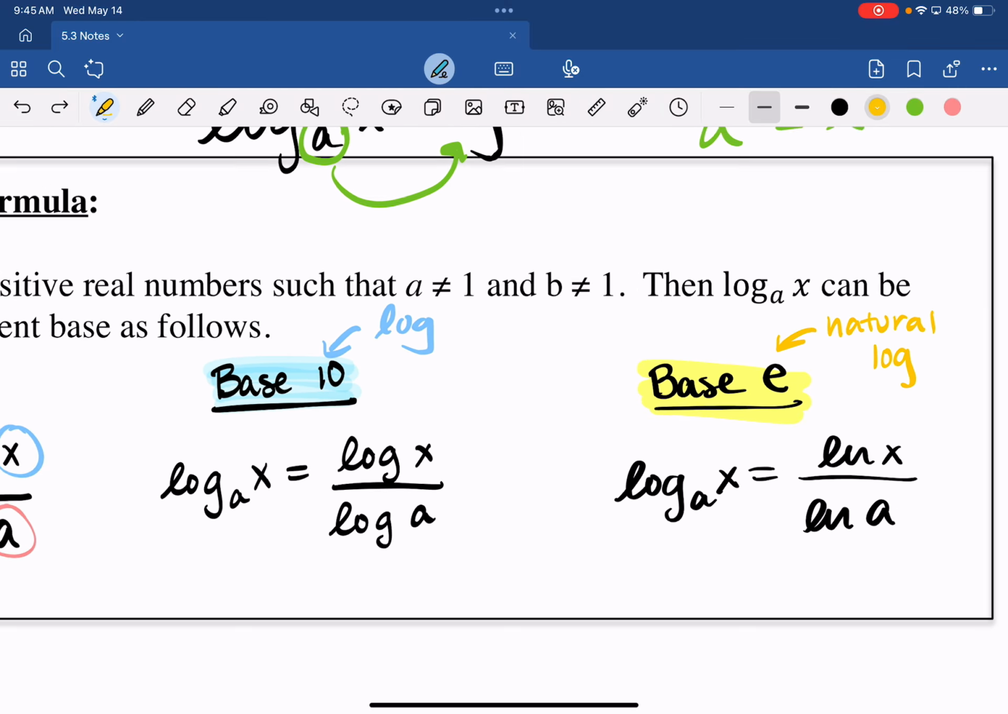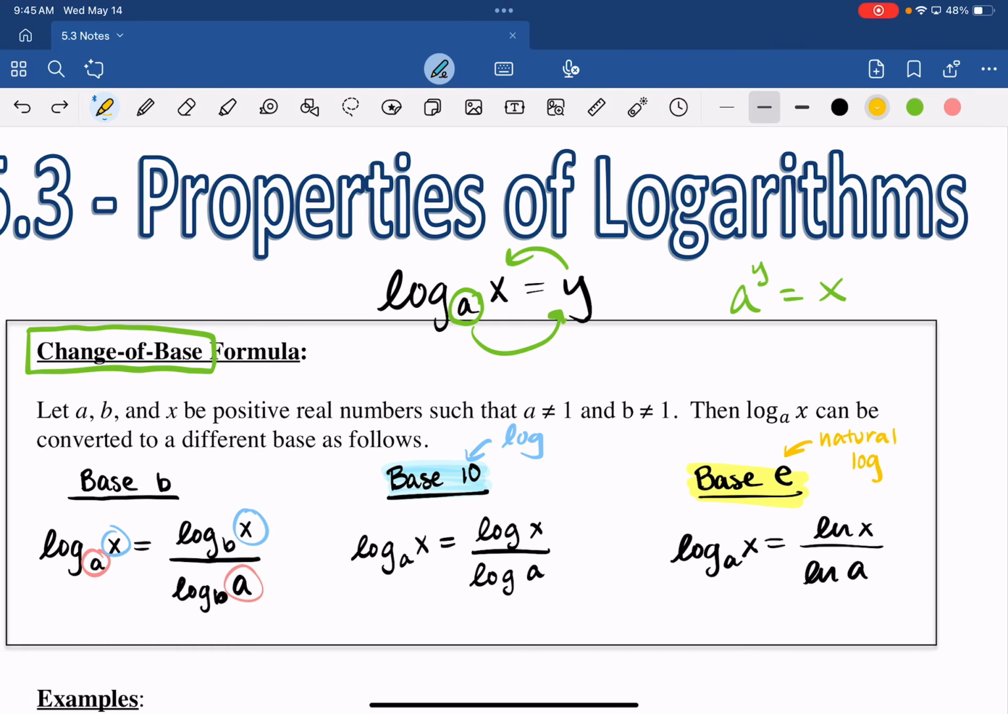So if we just zoom out here, again, the reason we change the base is because if I give you log base 3 of x, you can't type in log base 3 in your calculator. We can't do that. So we would need to use our change of base. We have to get it to a point where we can actually type it in our calculator.